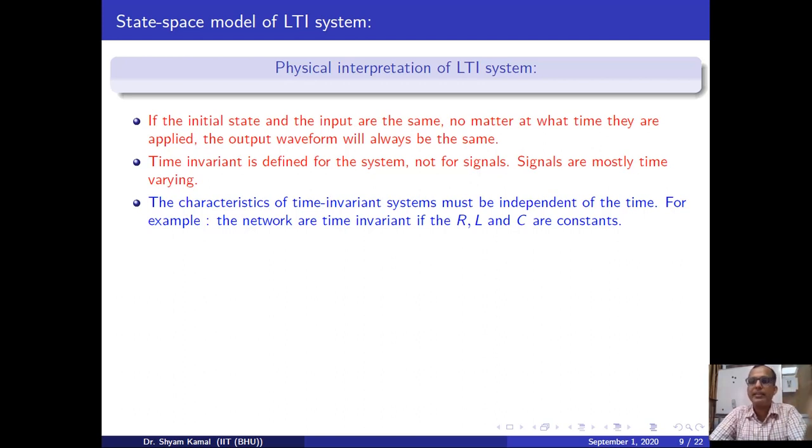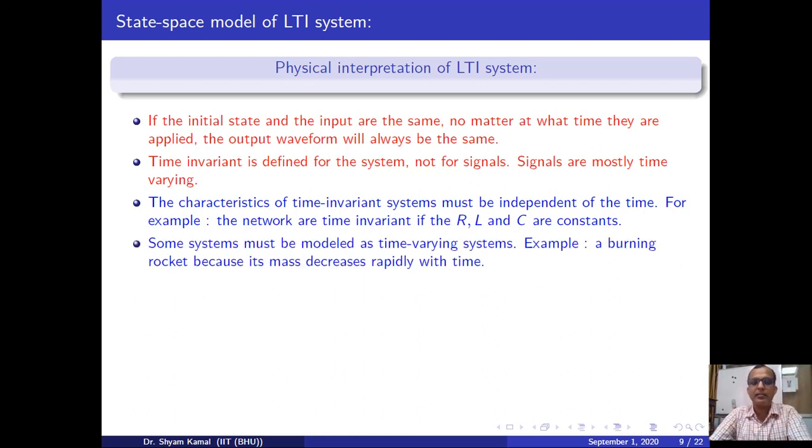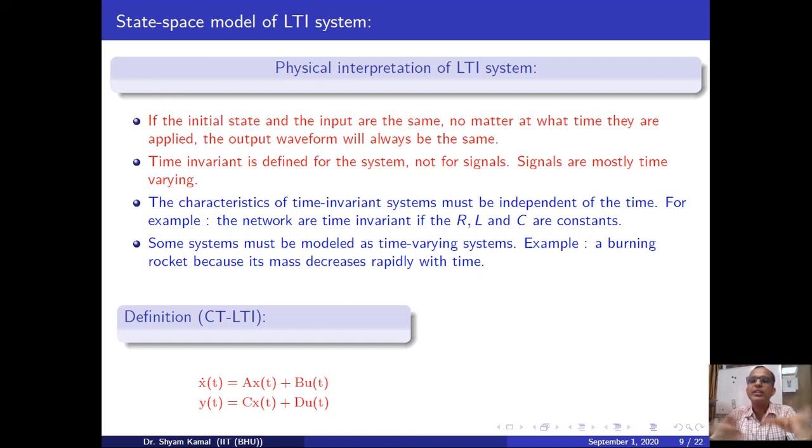A very simple example, whatever you learned during your first year of circuit systems, is the RLC network, and that represents this class of system. Now try to understand the meaning of a time varying system. Take the example of a burning rocket, where the mass decreases with time, so that is a time varying system. In this course I am going to tackle both classes of system, but obviously linear systems. For nonlinear systems we have a separate course.